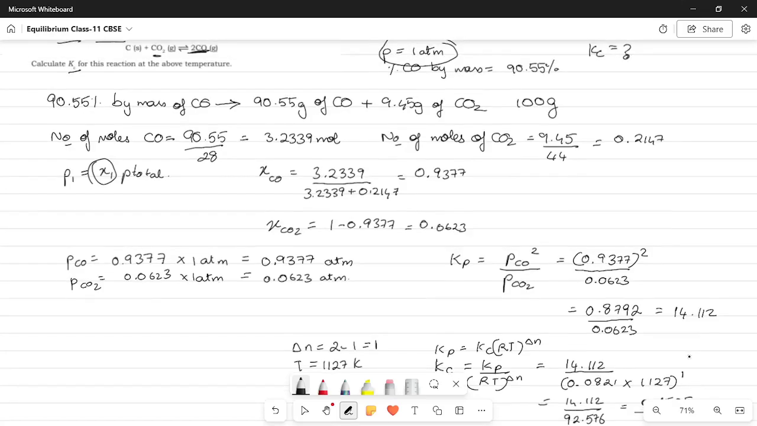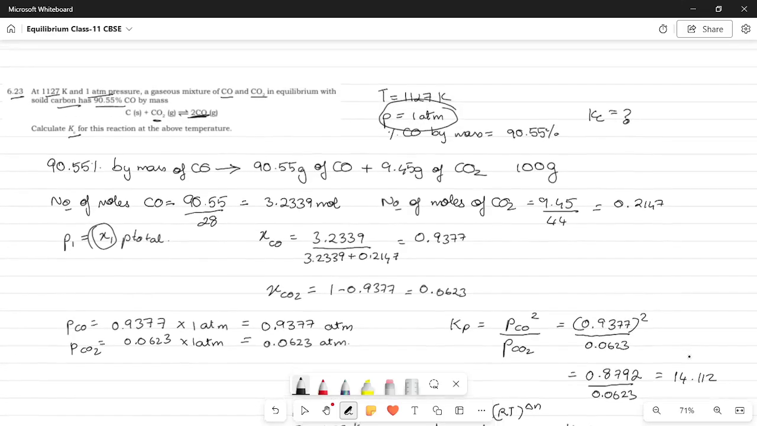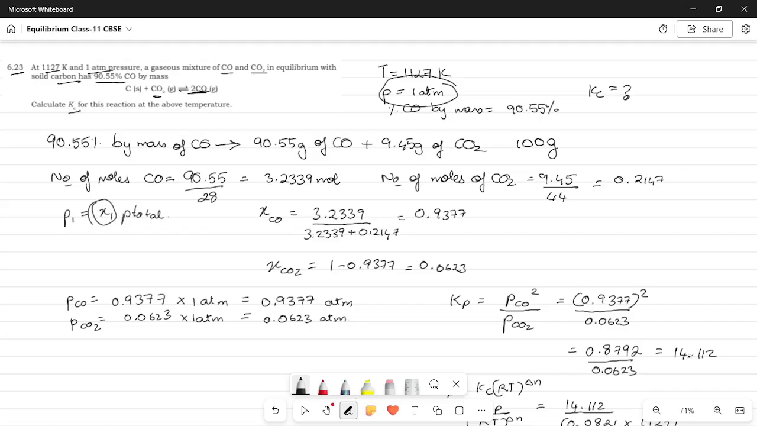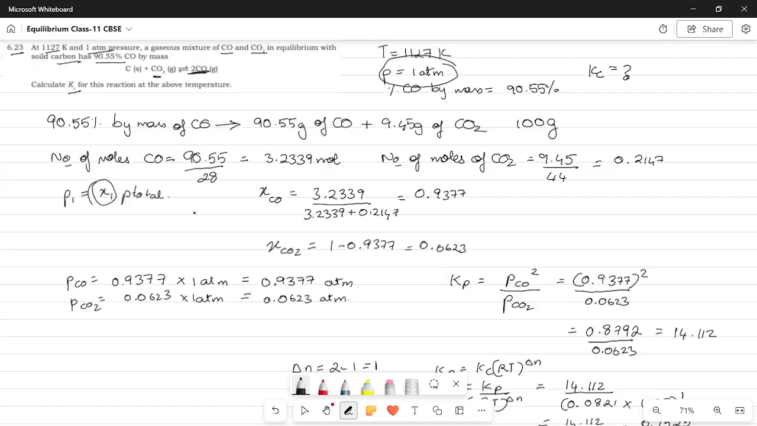So essentially what we did in this particular question was that we were given the percentage of mass of carbon monoxide. We had to calculate the value of Kc. We have also been given the pressure and the temperature. So the basic idea was that we can calculate the value of Kp from whatever information was given to us, and you have a relationship between Kp and Kc. So we thought that we can do it this way.